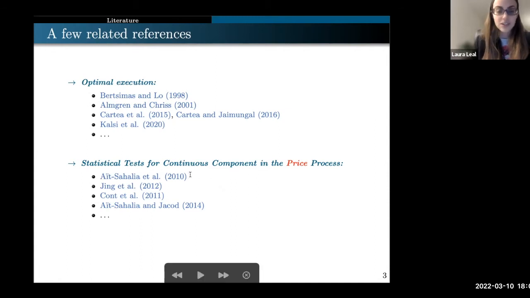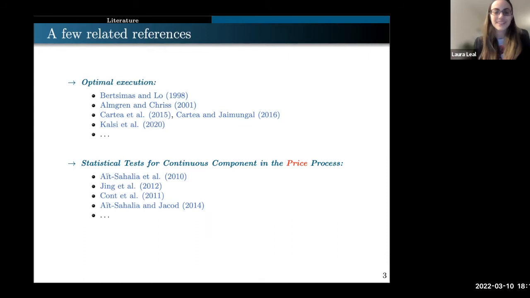And the other side of the literature is actually more statistical, which is based on Aït-Sahalia's book with Jacod. So this is a high frequency econometrics book. In these papers, they're mostly interested in checking for a continuous component in the price process. So continuous component meaning the diffusion part. They also have tests for jumps, but we're not going to go into that in this talk. And also, we're not interested in the price process, we're interested in the inventory process. And here, they also only use regular tests for the data. We do also the asynchronous tests for the data, which is just an adjustment, which I'm actually not going to go into in this talk because it's very technical, but it's in the paper in case you're interested.